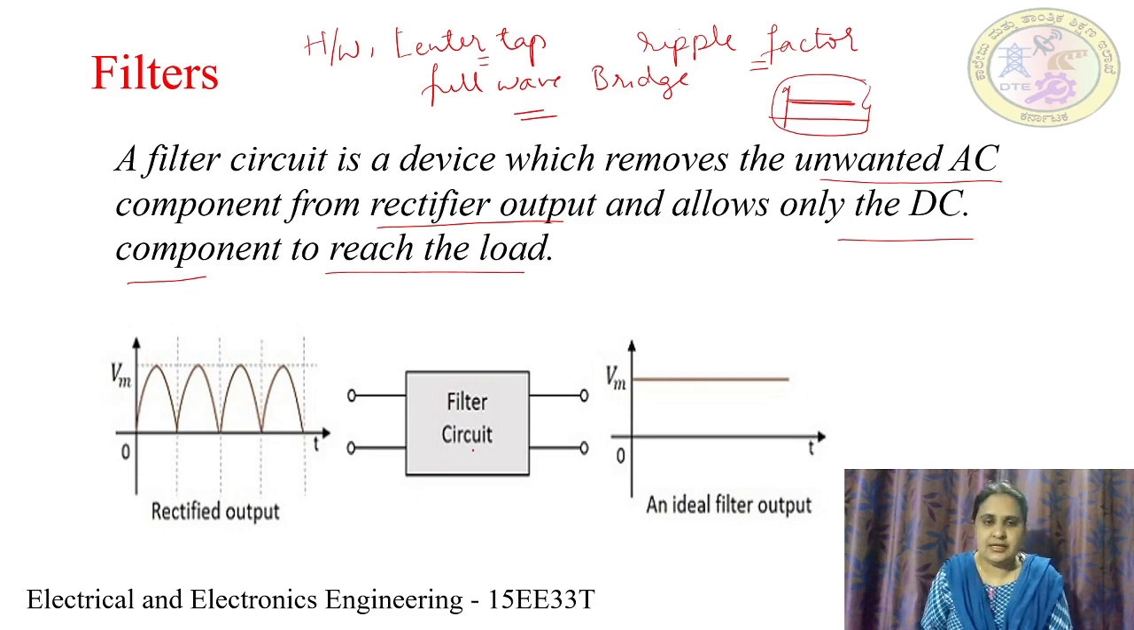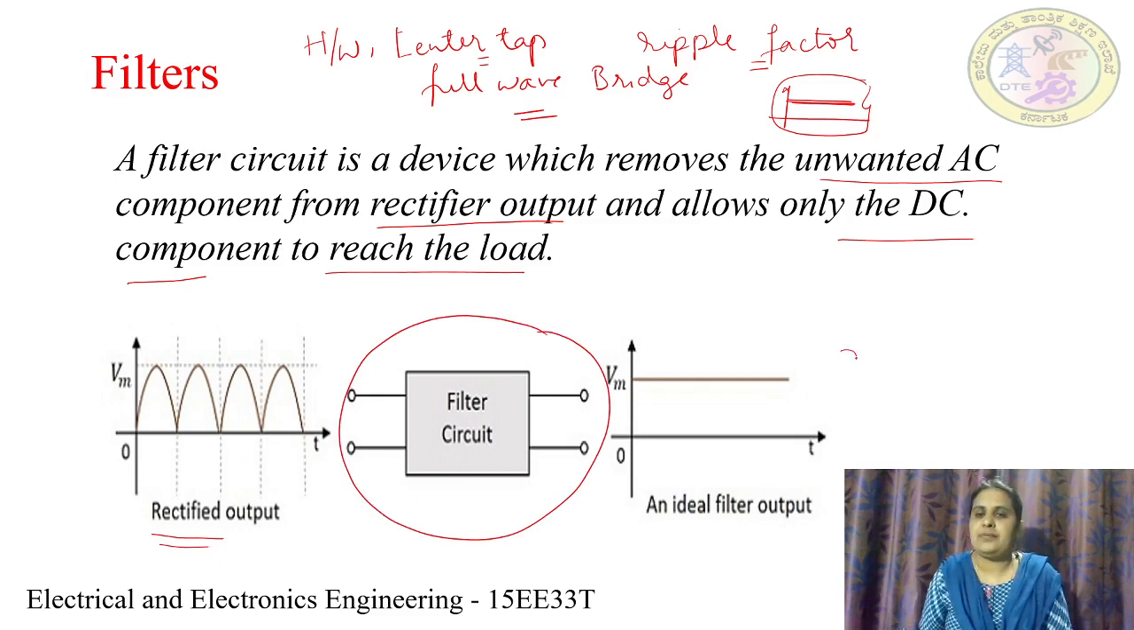So if we see it here, a filter is, let us assume, a black box which takes the rectified output as the input and gives us a pure DC at the output. A pure DC at the output. So, from where does the rectified output come from? It comes from either a half wave rectifier or a center tap full wave rectifier or a bridge rectifier. Is it not? Yes. So, this is the basic concept of the filter.